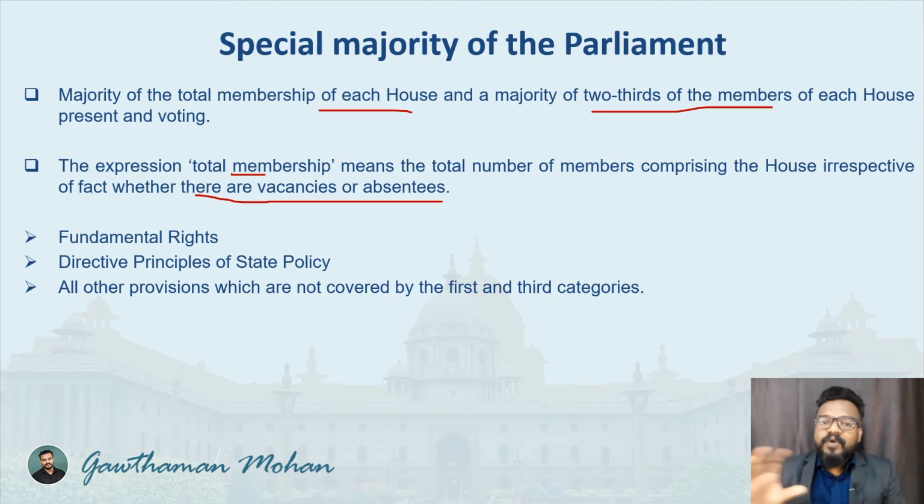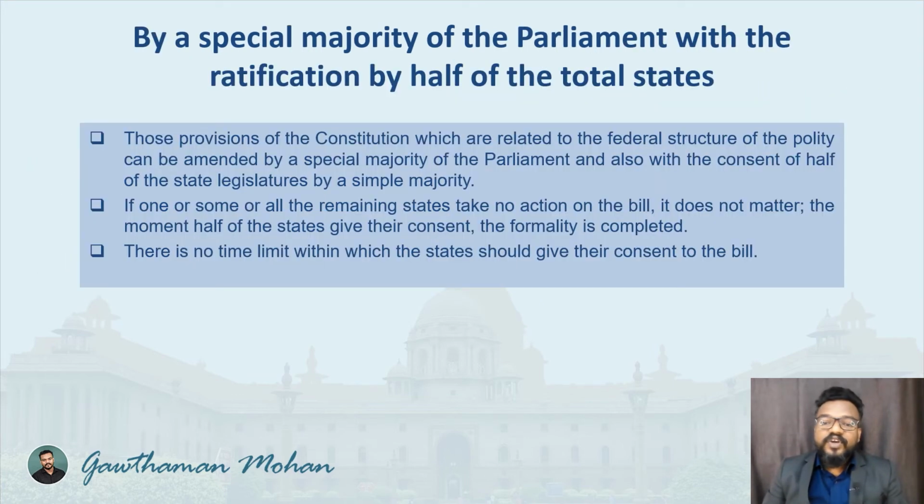So what are the important provisions which we amend using the special majority of the Parliament? They are fundamental rights, directive principles of the state policy, and all other provisions which are not covered by the first and third categories. The first category is the ordinary lawmaking process, that is the simple majority. The last category is the special majority of the Parliament with the ratification of half of the states. Now we are going to understand that. By special majority of the Parliament with the ratification of half of the states.